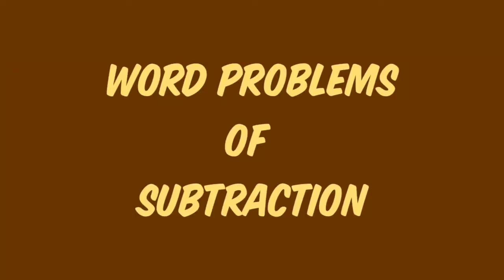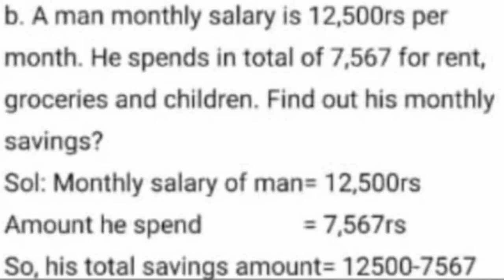Next topic is word problems related to subtraction. Let us take an example. A man's monthly salary is 12,500 rupees per month. He spends in total 7,567 for rent, groceries and his children. Find out his monthly savings.